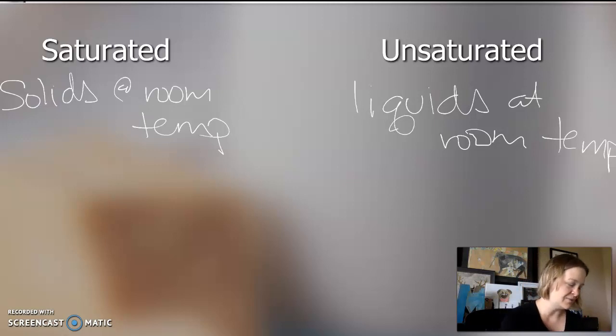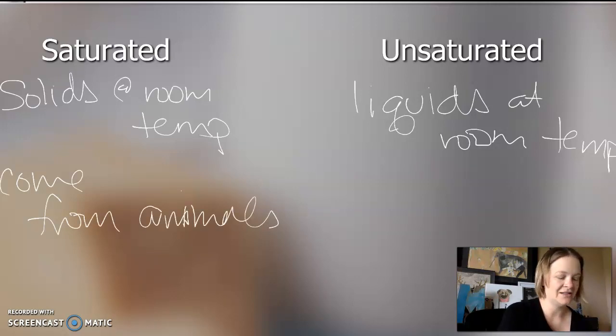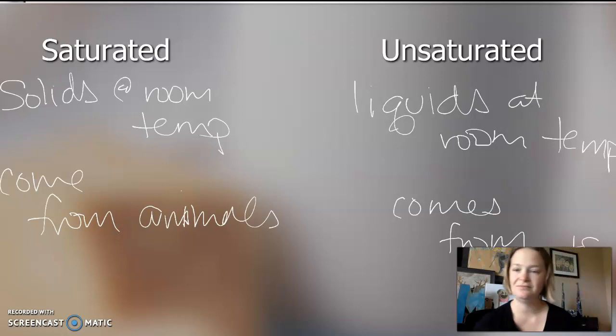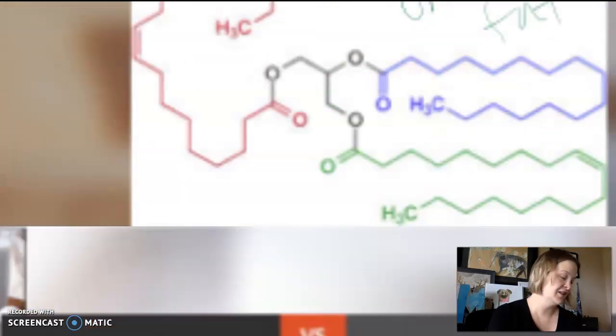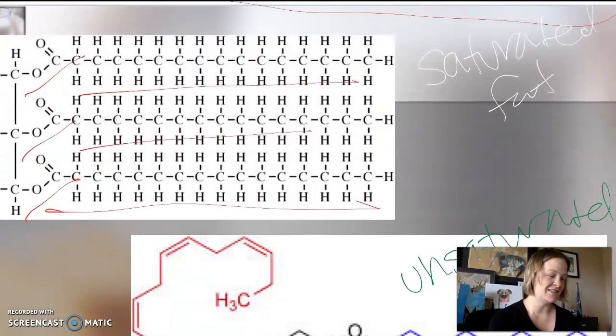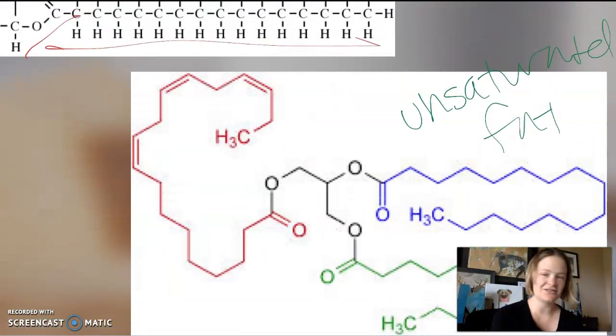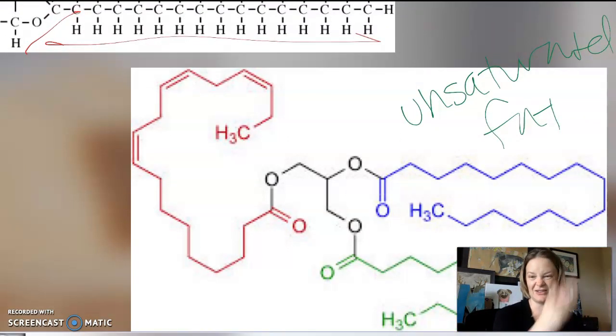Saturated fats all come from animals. Unsaturated all comes from plants. And there, I will say, is some of my favorite things to eat. So again, picture the structure, saturated, blocky shaped, unsaturated from a plant, all hooked and curvy, liquid.